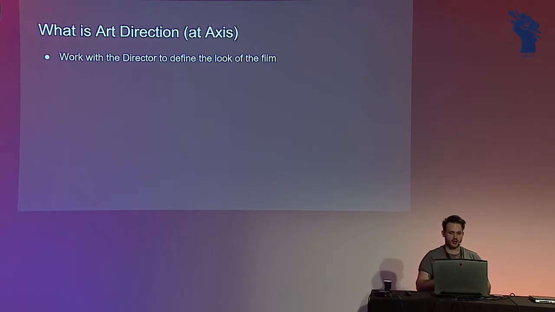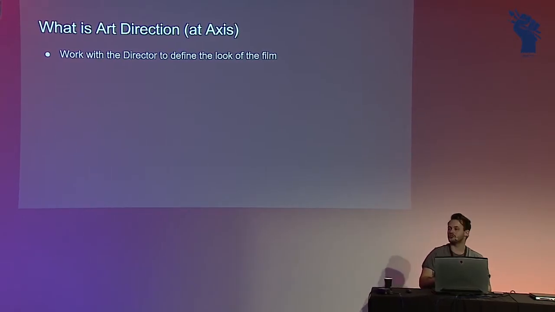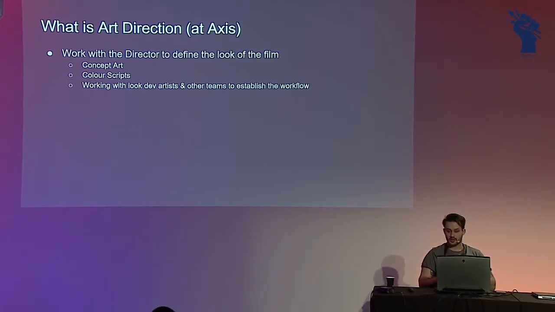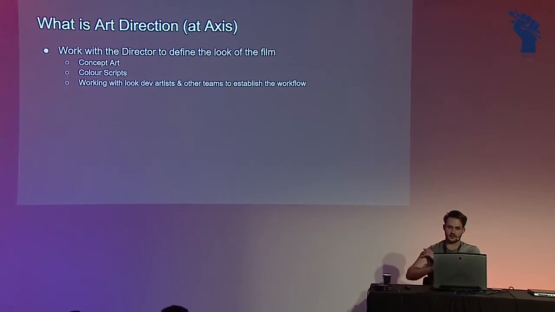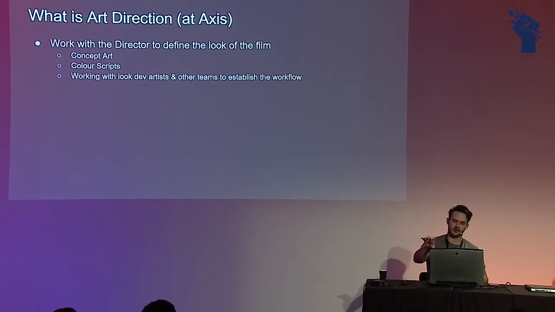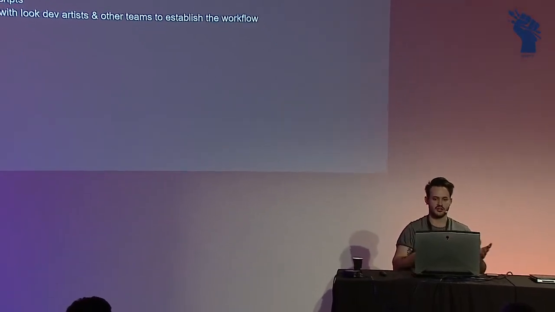Okay. So let's actually get to talking about art direction now that you know the stuff I've done and a little bit about the studio. So art direction at Axis, important note there, different companies have different ways of working. The overall job that we have is to work with a director to define the look of the film. It's fairly simple. We do a lot of the concept art, or we bring on concept artists to kind of figure out the style of the film. We often will do the color scripts ourselves, which tell the flow of how the film will look through color alone. And we work with look dev artists and so on to establish the workflow.